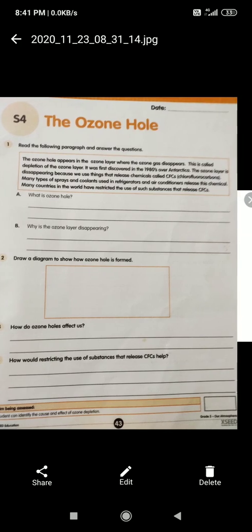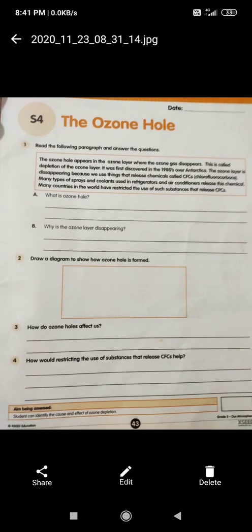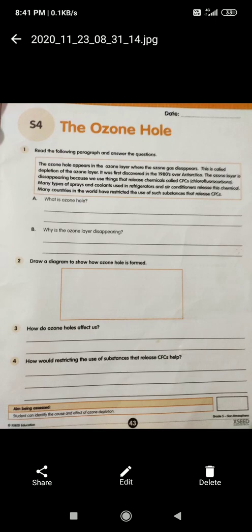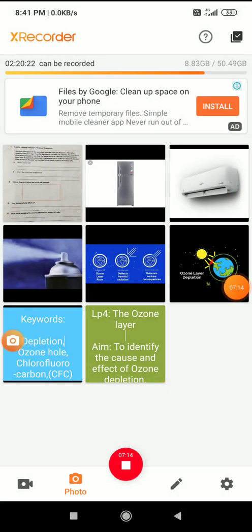How would restricting the use of substances that release CFCs help? If we stop using the CFC substances, does it help to repair the ozone layer? Yes, it will help to repair the ozone layer, right? Because CFC is responsible for the depletion. If we stop using CFC substances, then of course the ozone hole will completely close, right? So here we have completed S4. So this is block 15, our atmosphere, we have completed.